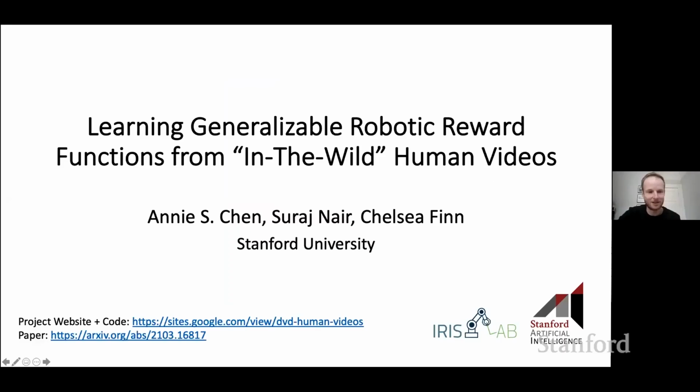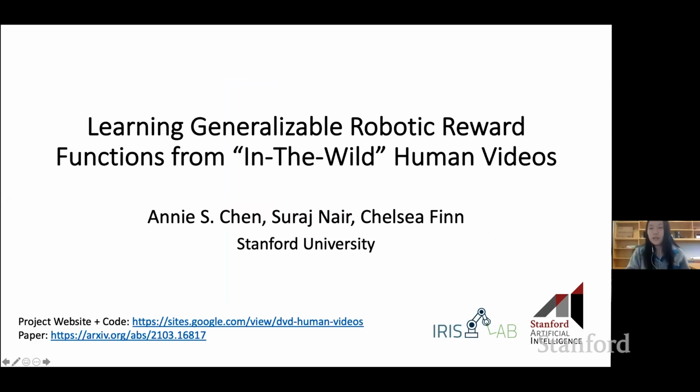All right. So we talked a little bit about how we can scale up data collection. Let's now talk a little bit about how we can use broader data sources, how we can actually make reinforcement learning a better data sponge. So next up, we have Annie Chen with us, who is a PhD student with Chelsea Finn, who will tell us a little bit about how we can use other data sources as well. Annie, take it away.